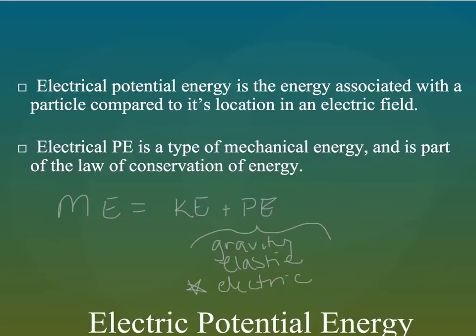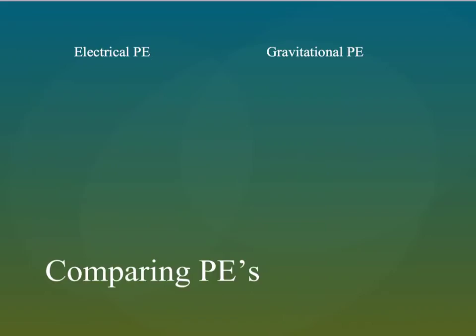So electrical potential energy is a type of mechanical energy like we've talked about before, and it is a part of the law of conservation of energy. Before, if you remember, we had mechanical energy equals kinetic plus potential. Before we had gravity and elastic potential energy, but now we can add electric to this. And it's important to know that all of these are conserved.